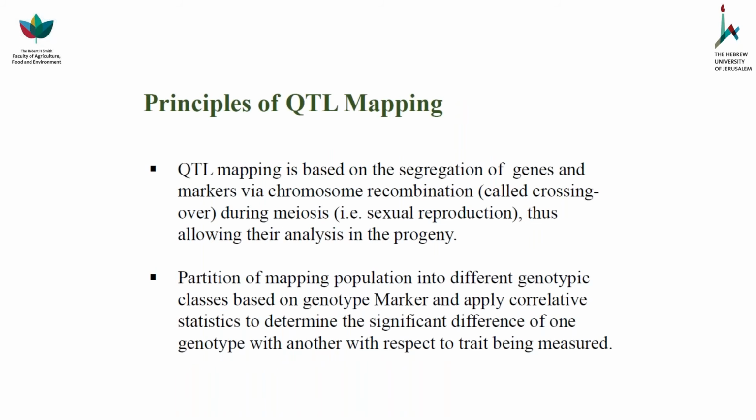So the principle of QTL mapping is that it is based on the segregation of genes and markers by chromosome recombination during meiosis, and that's what allows us to do the analysis in the progeny. The mapping population is partitioned into different genotypic classes based on genotype markers, and correlative statistics are applied to determine the significant difference of one genotype from another with respect to the trait being measured.